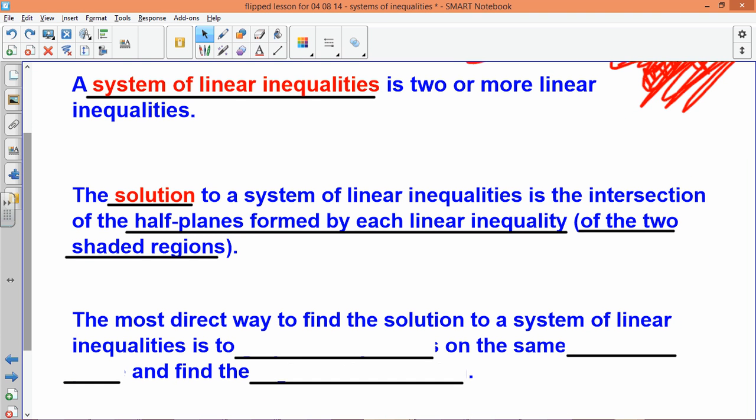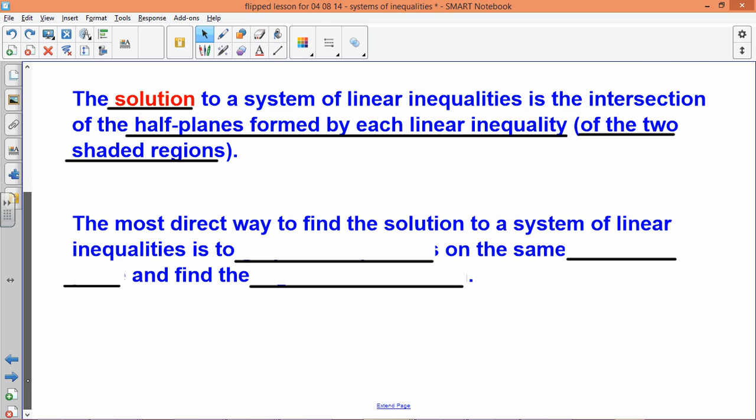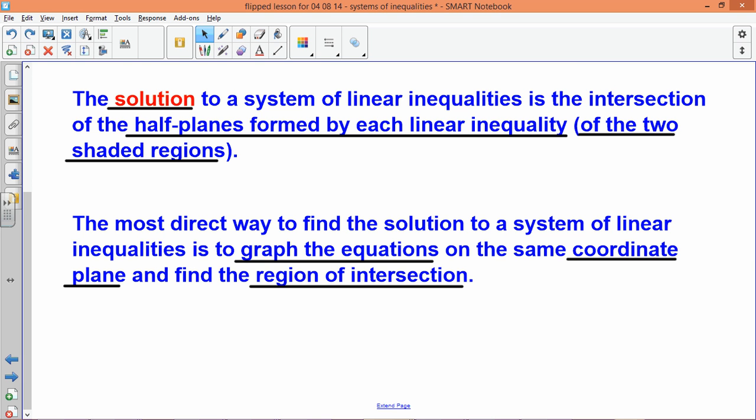So what we're looking for is when we have a system of inequalities, we're going to have two shaded regions, and the two shaded regions where they overlap is going to be our solution. It'll be very clear, I think, once we do a couple of examples. The most direct way to find a solution to a system of linear inequalities is simply to graph the equations on the same coordinate plane and find the region of intersection, find out where they intersect.